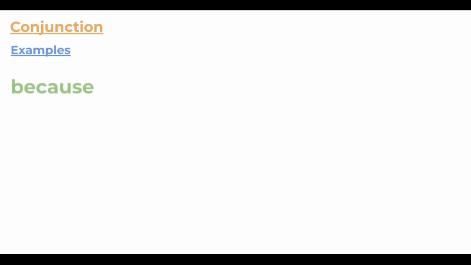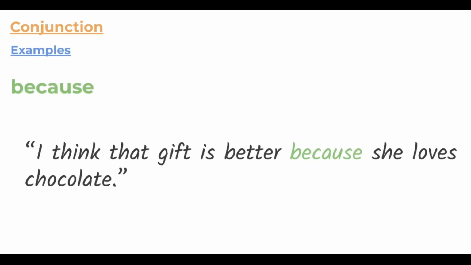Okay, and because, another really common word. I think that gift is better because she loves chocolate. So they each connect different things together. So if you're explaining something, you can use because. If you've got two different options, you can use or. If you want to just state multiple things, you can use and. They've all got their own context in which you use them. Okay, those were our conjunctions then.